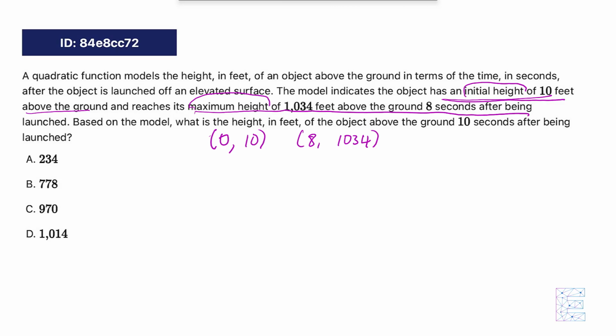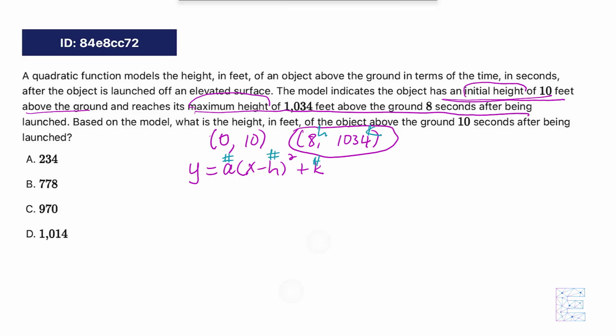Anytime you know the vertex, and we are given the vertex, we should think about writing the equation in the vertex form of the quadratic function. And again, it looks like this, whereby we need to have a value for a, a value for h, a value for k. Recall h and k are the vertex values. So 8 is h and 1034 is k.